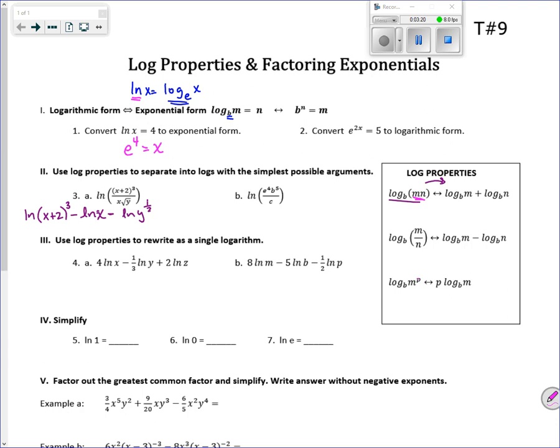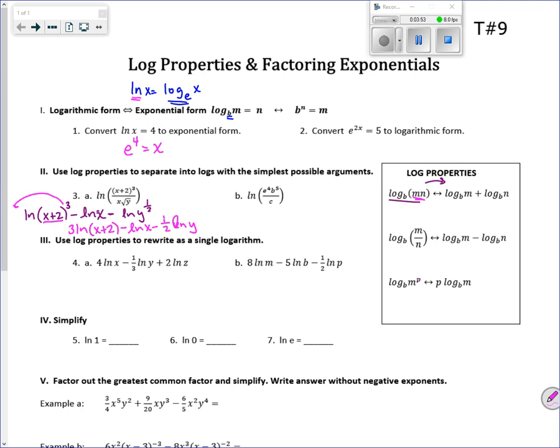Now the last thing, the whole simplest arguments business, is they also want you, again, this is the argument. Well, which is more simple, x plus 2 to the third or x plus 2? So these powers you're going to bring to the front. So my final answer is going to be 3 natural log of x plus 2 minus natural log of x minus 1/2 natural log of y. And that's going to be my final answer for that one. And you can practice B.